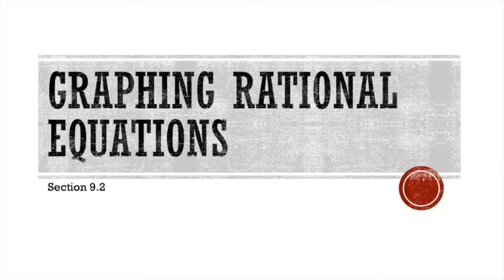Now we're going to be graphing what's called rational equations. We're going to do section 9.2. Let's dissect this word rational. Rational numbers. What root word is there? Ratio. What is a ratio? It's an amount of something to the amount of something else.